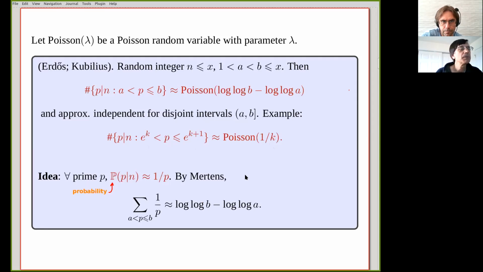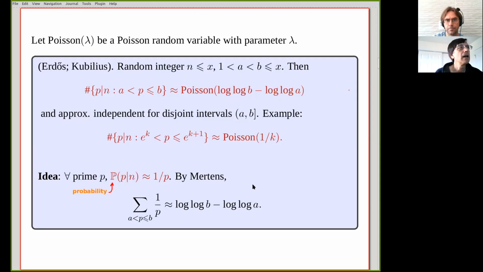Now, where the log comes from is pretty easy to understand. Naively, if you take a random integer, the probability that it is divisible by a prime p is very close to 1 over p. That's the naive probability; it would be exactly 1 over p, but depending on what x is, it could be slightly off. Then if we compute using simple estimates the expected number of prime factors of a random integer in this interval, it will be the sum over these primes of 1 over p, which by Mertens gives you this difference of logs. So this log comes up very naturally in the study of prime factors.